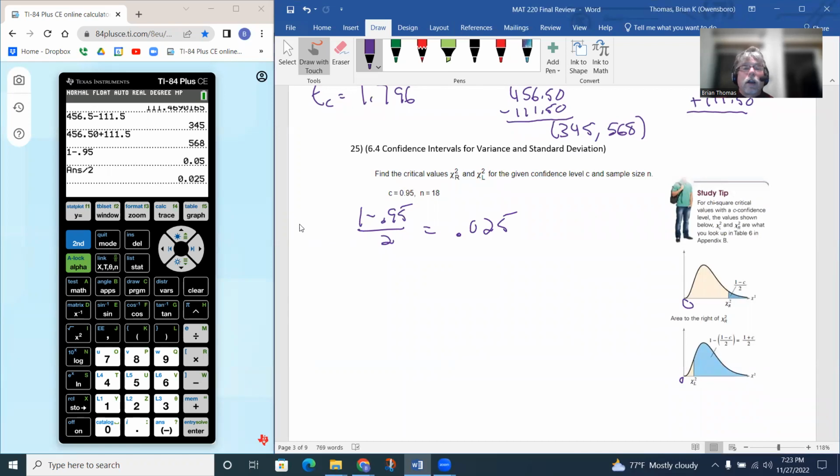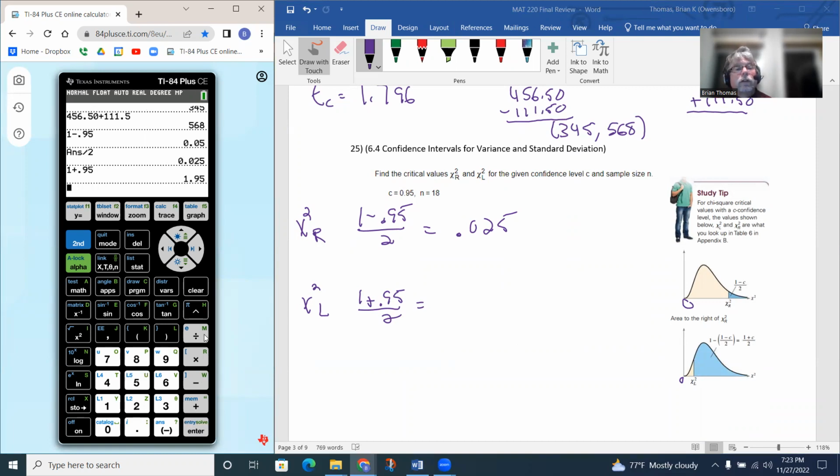So it's going to be chi-squared R and chi-squared L. We're going to have (1 plus c) over 2. Remember, the area is going to be to the right. So we're going to be doing 1 plus 0.95 over 2 to get chi-squared L. So 1 plus 0.95 divided by 2 gives us this 0.975.